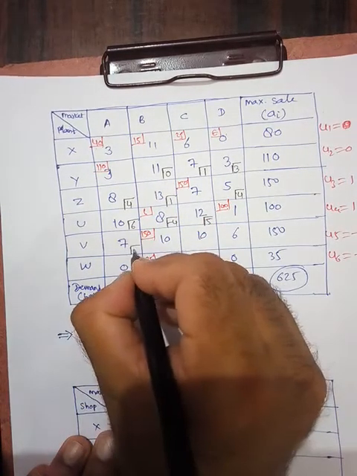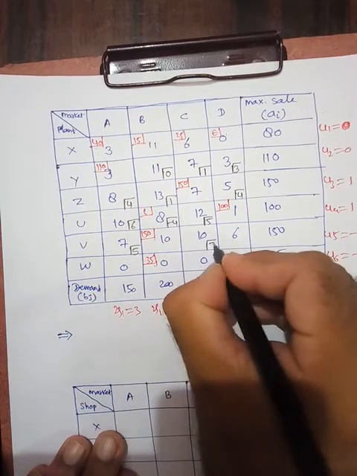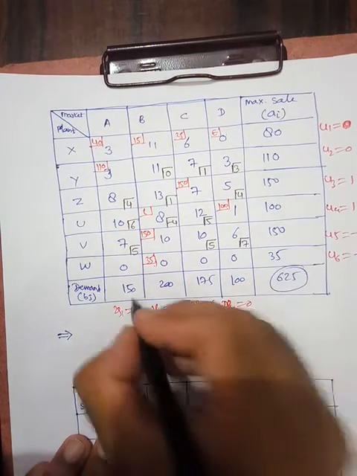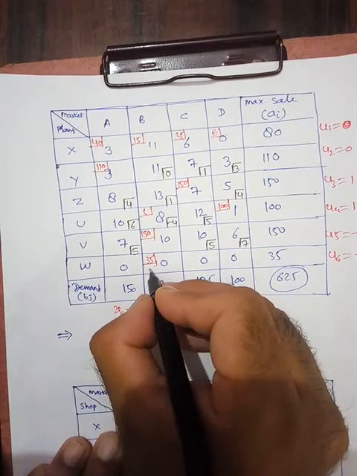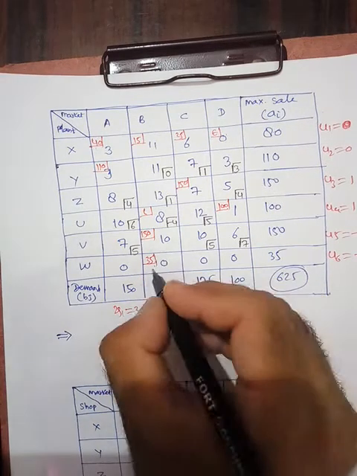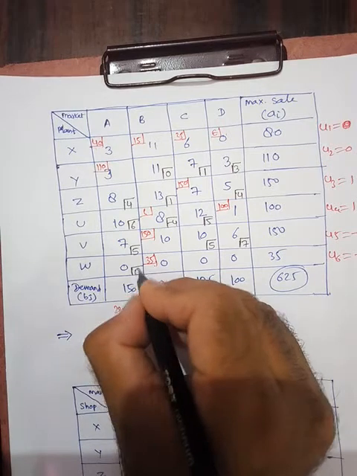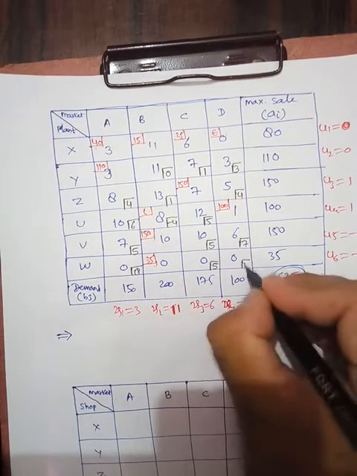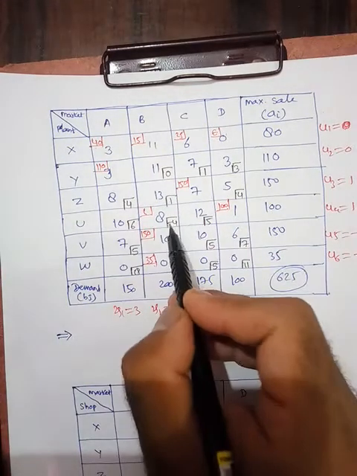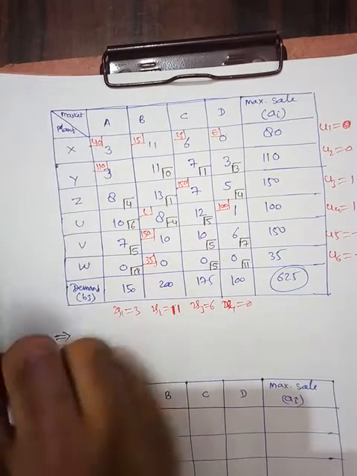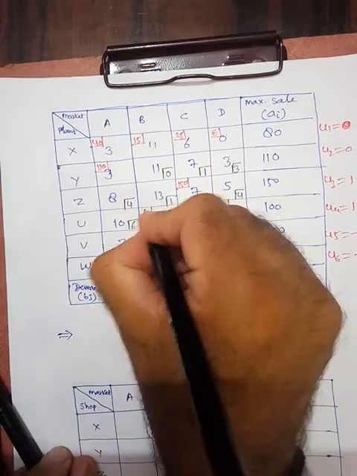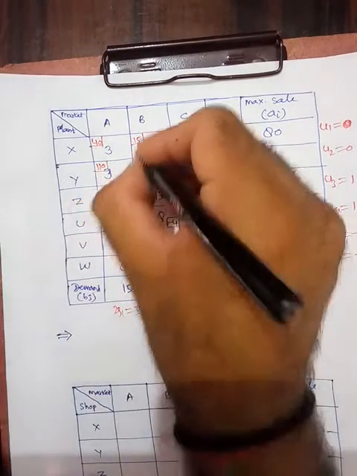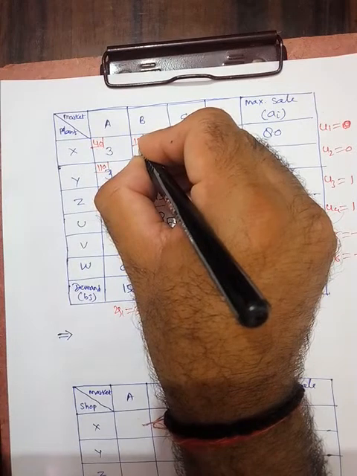here is 5, here is 5, here is 7, fine. This is 8, this is 5, and this is 11. So now among all these, this is the most negative value, so assign some theta amount here. So we have allocated theta and then form the loop, so here is the loop.